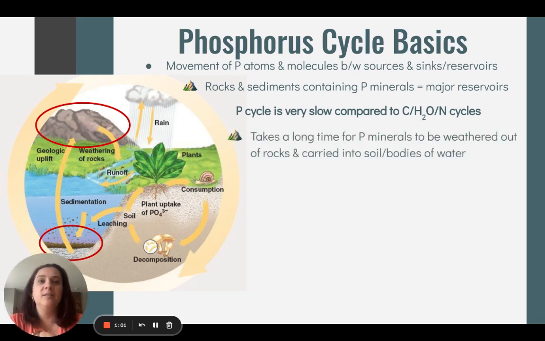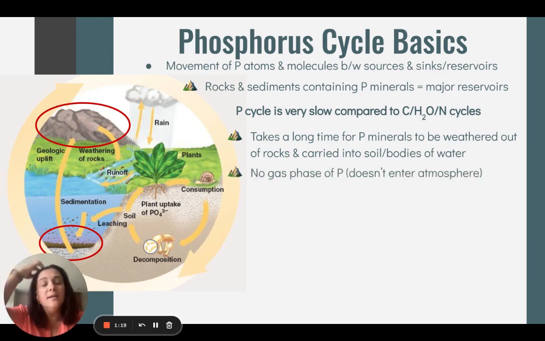The reason for that is that in order to get the phosphorus out of the rocks or sediment that it's stored in, it has to be weathered out. Weathering is just a slow process, and it relies on things like wind and water to actually break down that rock. So this isn't something that's going to happen very quickly. Something unique about the phosphorus cycle is that it does not have a gas phase. So there's never part of the cycle that takes place in the atmosphere. It's strictly in our rocks and our soils and our aquatic environments.